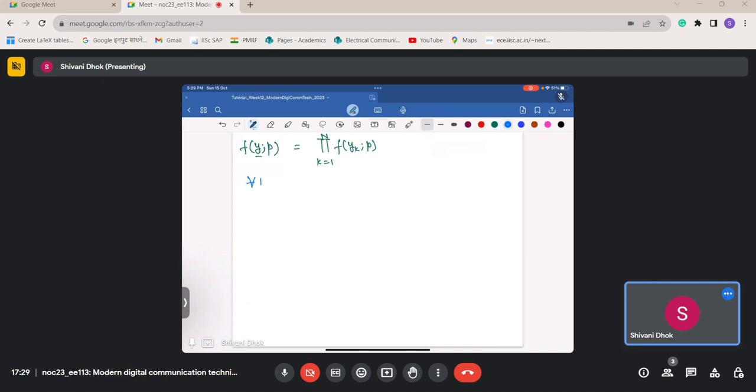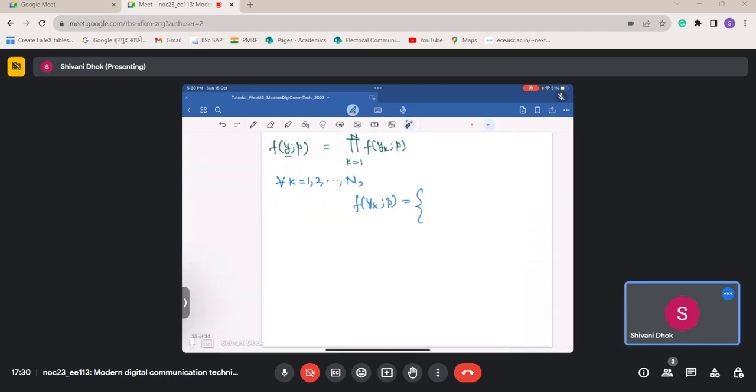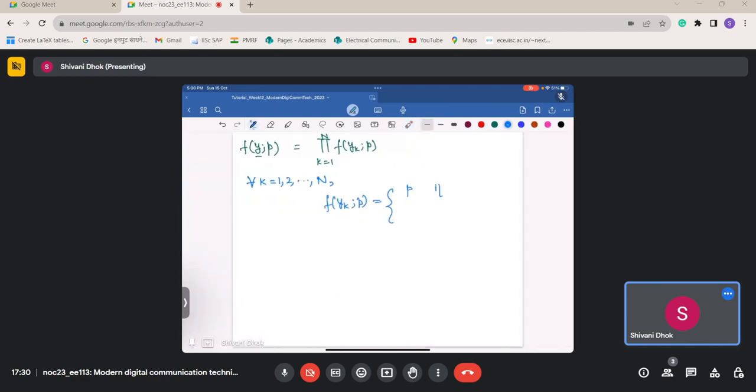For all k from 1 to capital N, your yk can take two values, that is 1 and 0, with probabilities p and 1 minus p. So your PMF, that is f of yk given p, can take two values: p if your yk equal to 1, and 1 minus p if your yk equal to 0.